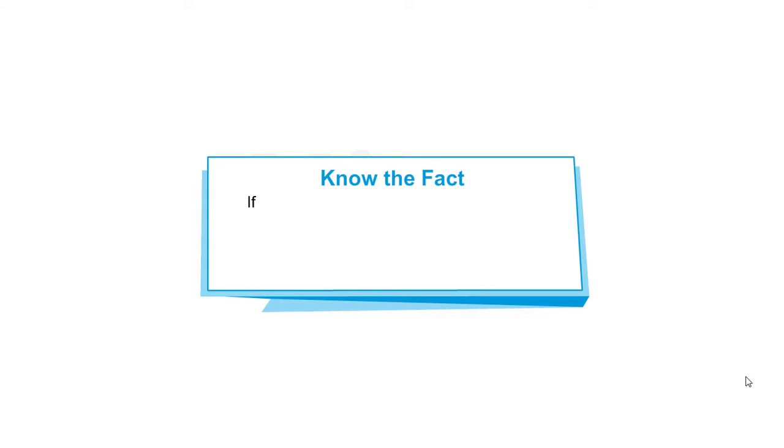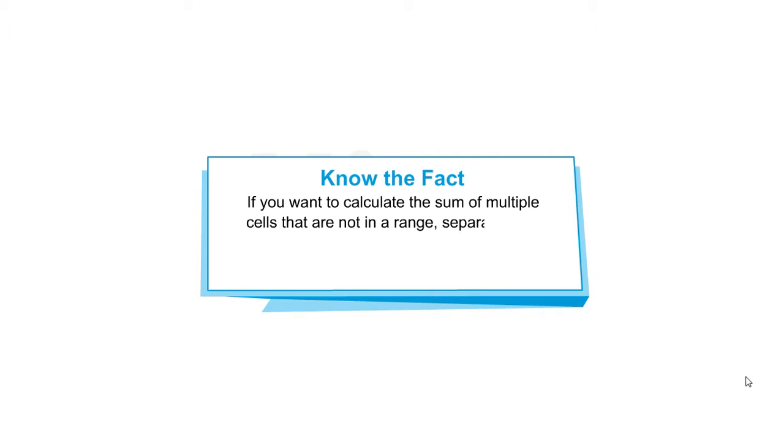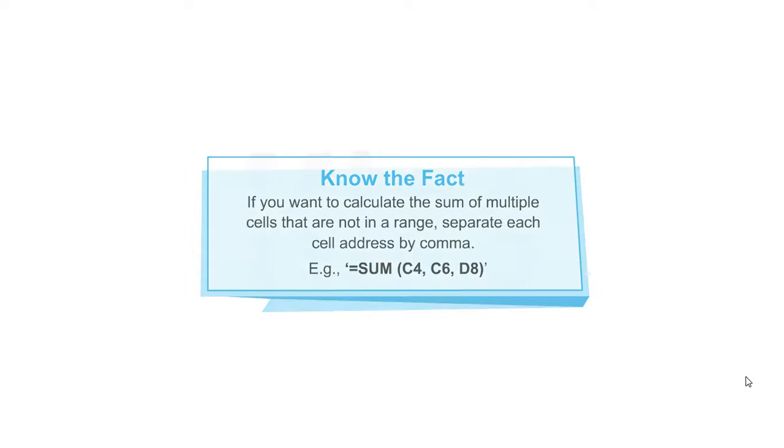Students, know the fact. If you want to calculate the sum of multiple cells that are not in a range, separate each cell address by a comma. Example, equal to SUM(C4, C6, D8).